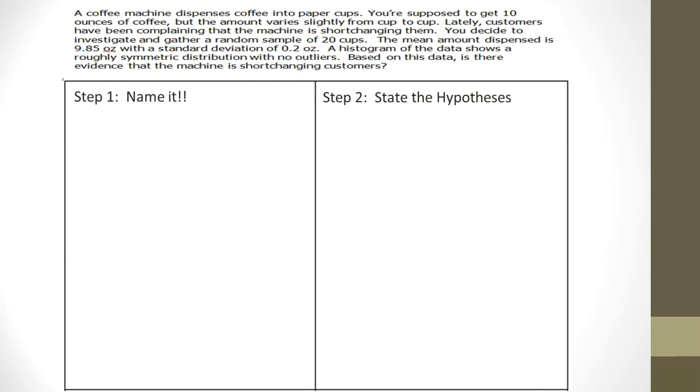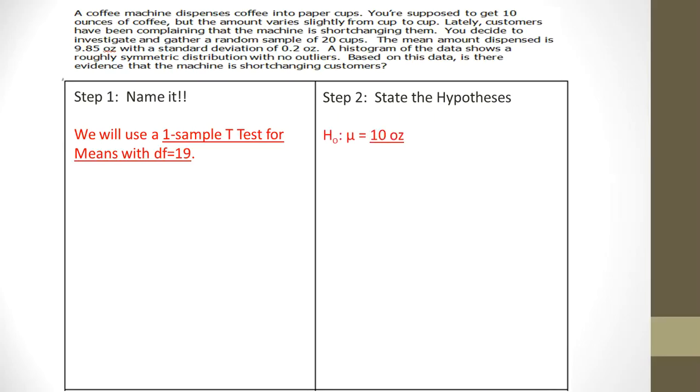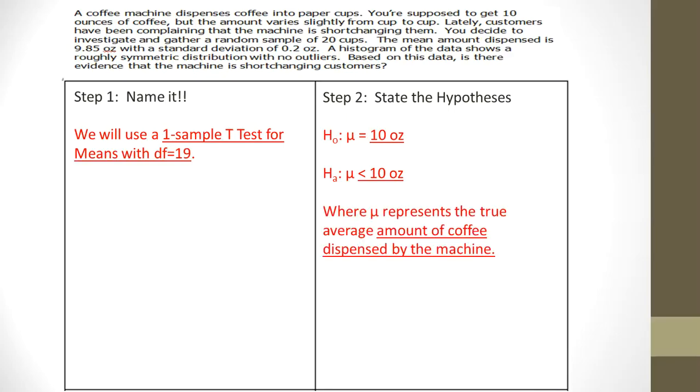Step number 1, we need to name our process. We're working with quantitative data because we're looking at amount of coffee in a cup. We have one sample, so we're going to do a one sample t-test for means. And our degrees of freedom here is 19 because our sample was 20 minus 1. Our null hypothesis, no difference, no change, nothing is going on. The coffee machine should dispense 10 ounces, so that's our null hypothesis. Our alternate, our customers think that the machine is shortchanging them. They believe they're getting less than 10 ounces on average. Mu here represents the true average amount of coffee dispensed by the machine.